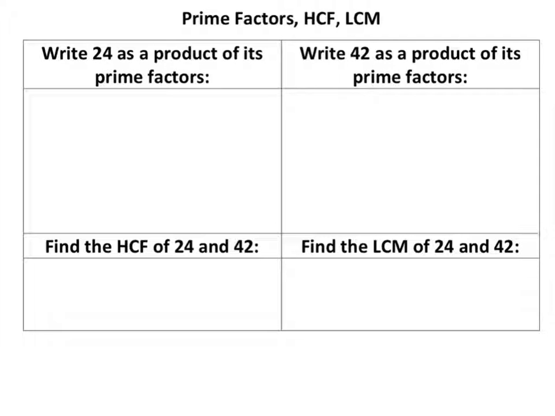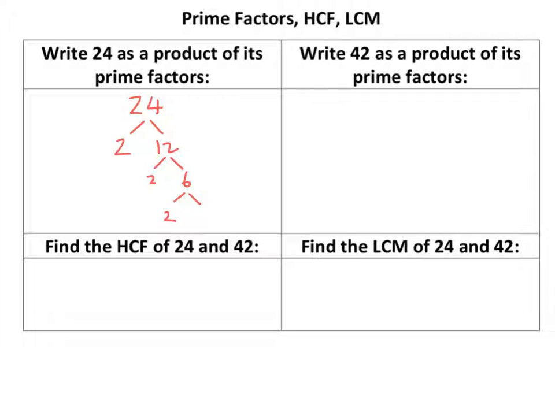Now, prime factors are a series of prime numbers that when you multiply them together, they make the number you're given. So, best way to do this is to go, well, we've got 24 and just keep dividing by prime numbers. Now, if it's even, I would divide by 2 and just keep dividing by 2 until you can't anymore.